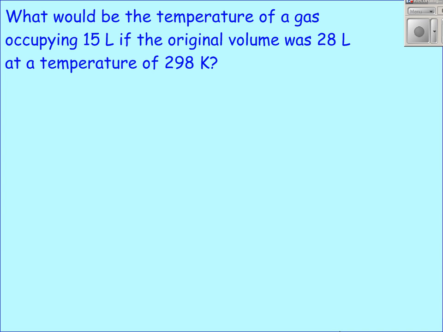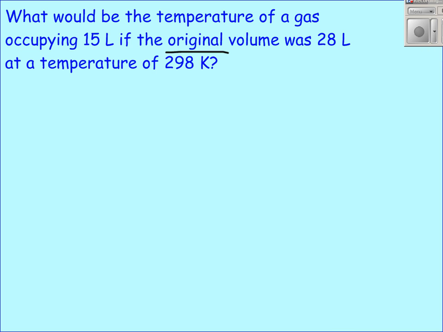All right, our first problem is this. Hit pause to allow everyone to write this down, then hit play to see it worked out. The situation we're looking at is: what would be the temperature of a gas occupying 15 liters if the original volume was 28 liters at a temperature of 298 Kelvin?